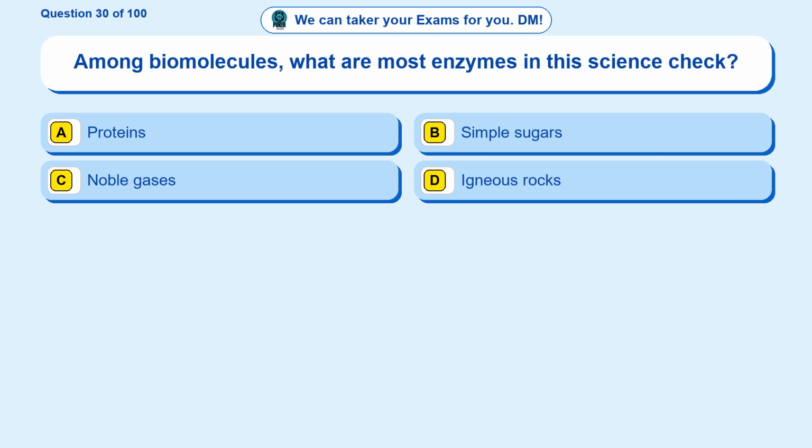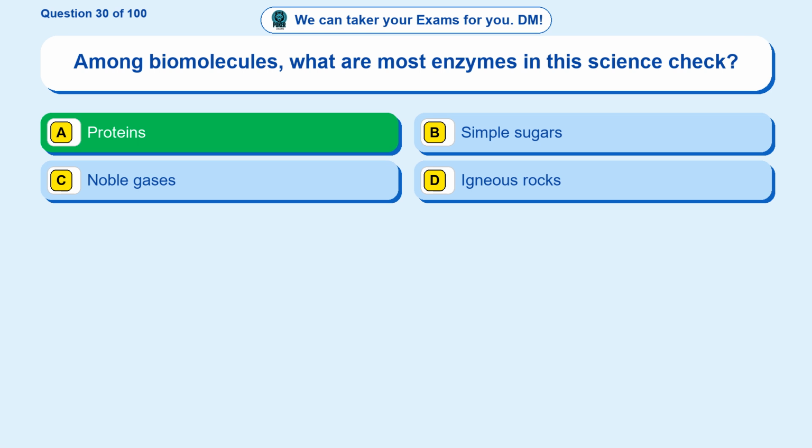Question 30. Among biomolecules, what are most enzymes in the science check? Option A, proteins. Option B, simple sugars. Option C, noble gases. Option D, igneous rocks. The correct answer is option A.